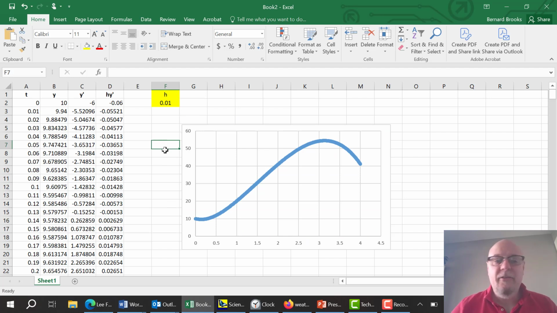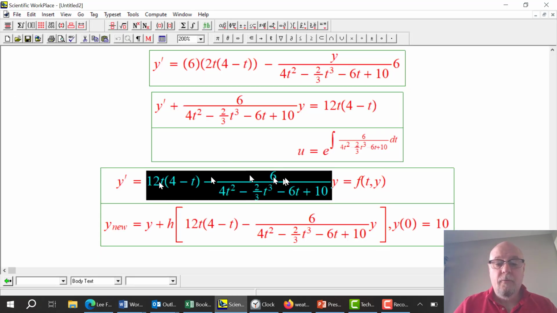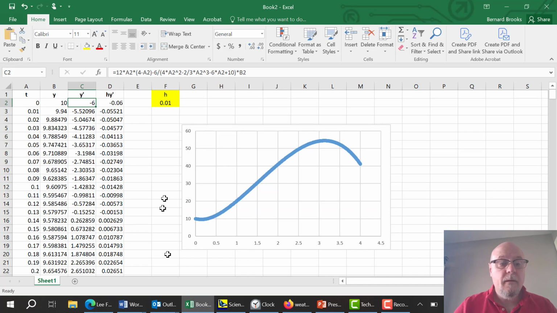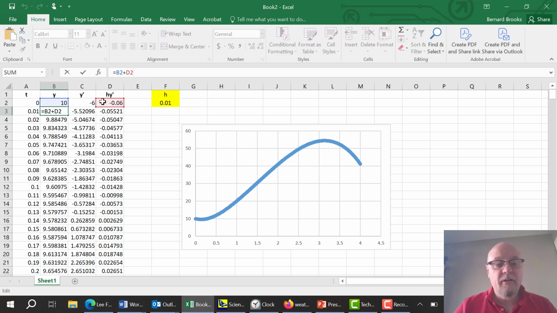I want a pretty good answer, so I'm going to make my step size 0.01. My initial point, I start at the point 0, 10, that's given. At t equals 0, there's 10 kilograms. I plug 0 and 10 into the slope formula, get the slope, multiply it by the step size, so that's h y prime, and my new y is equal to my old y plus h y prime.